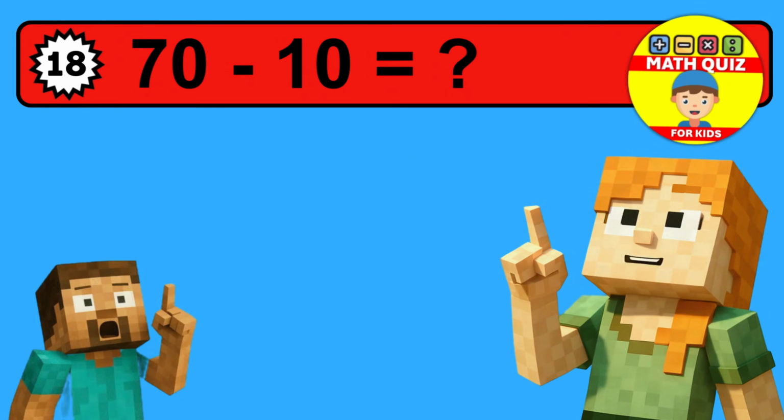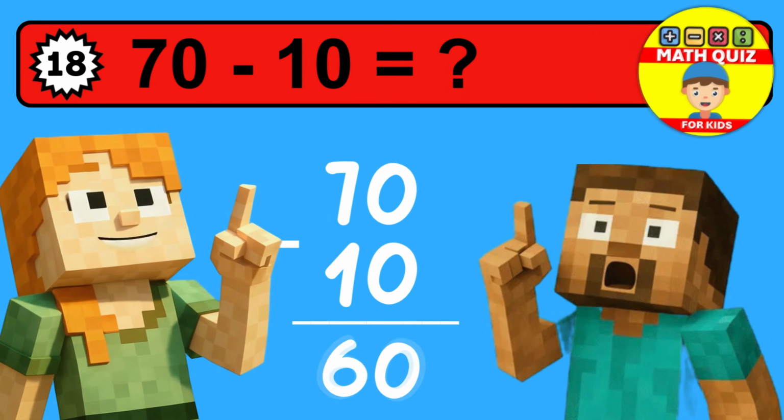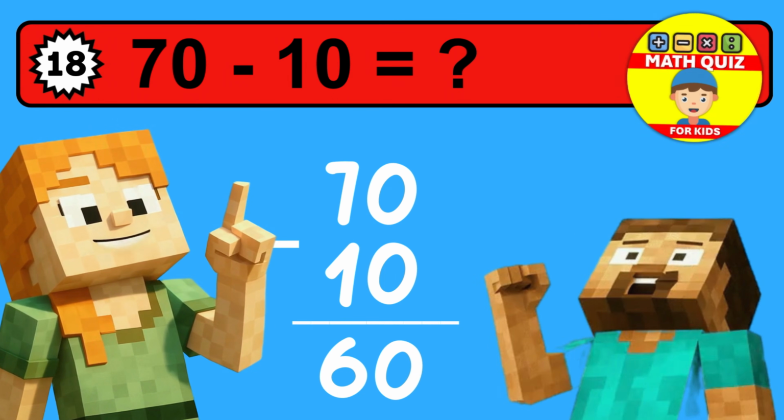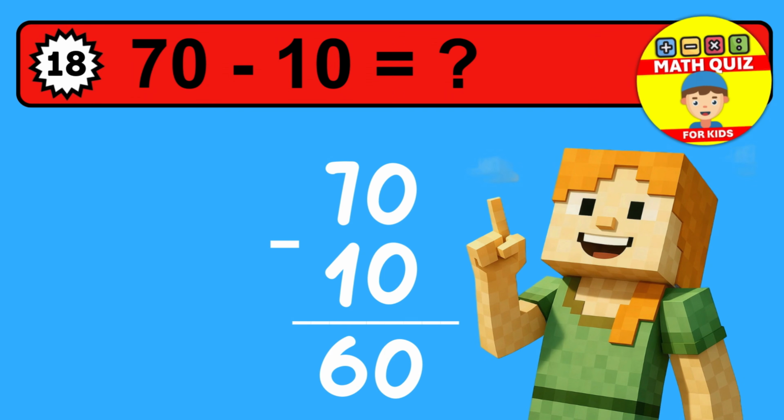Let's solve this step by step. We start with the units. 0 minus 0 is 0. Then we go to the tens. 7 minus 1 is 6. The final answer is 60.